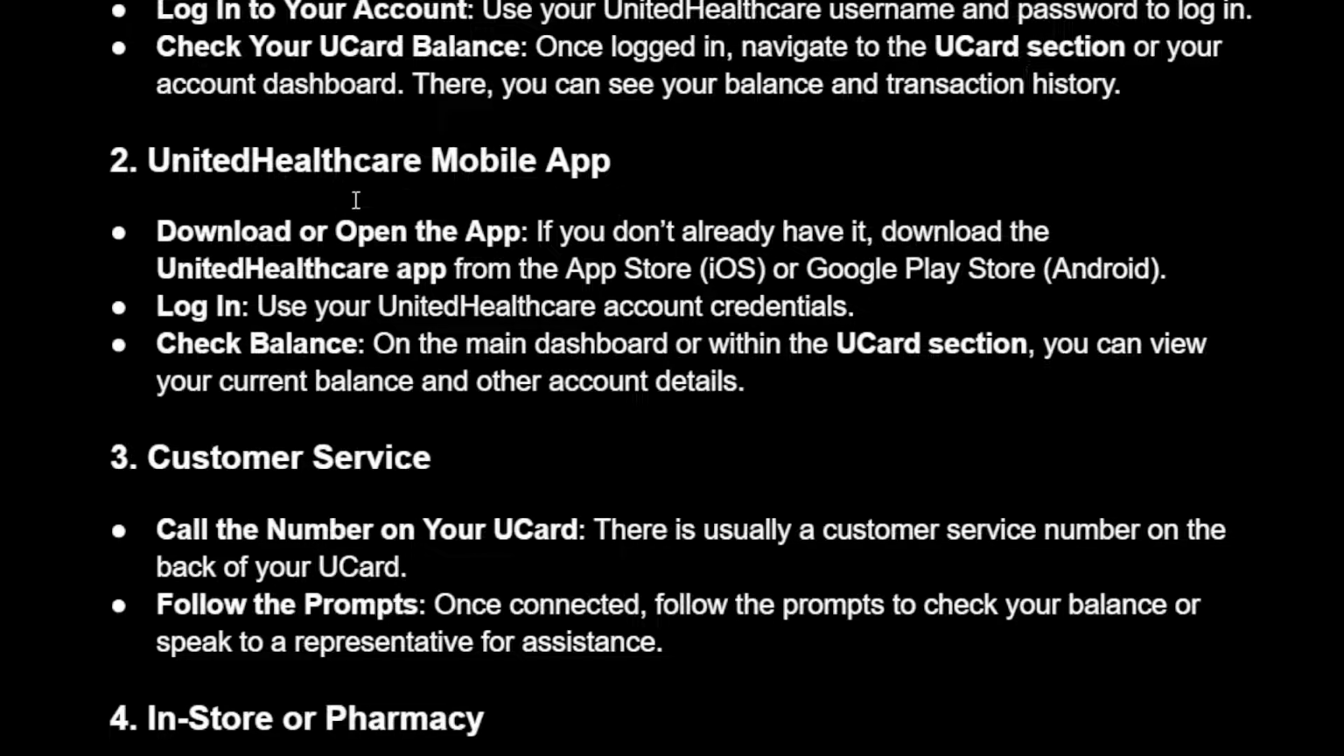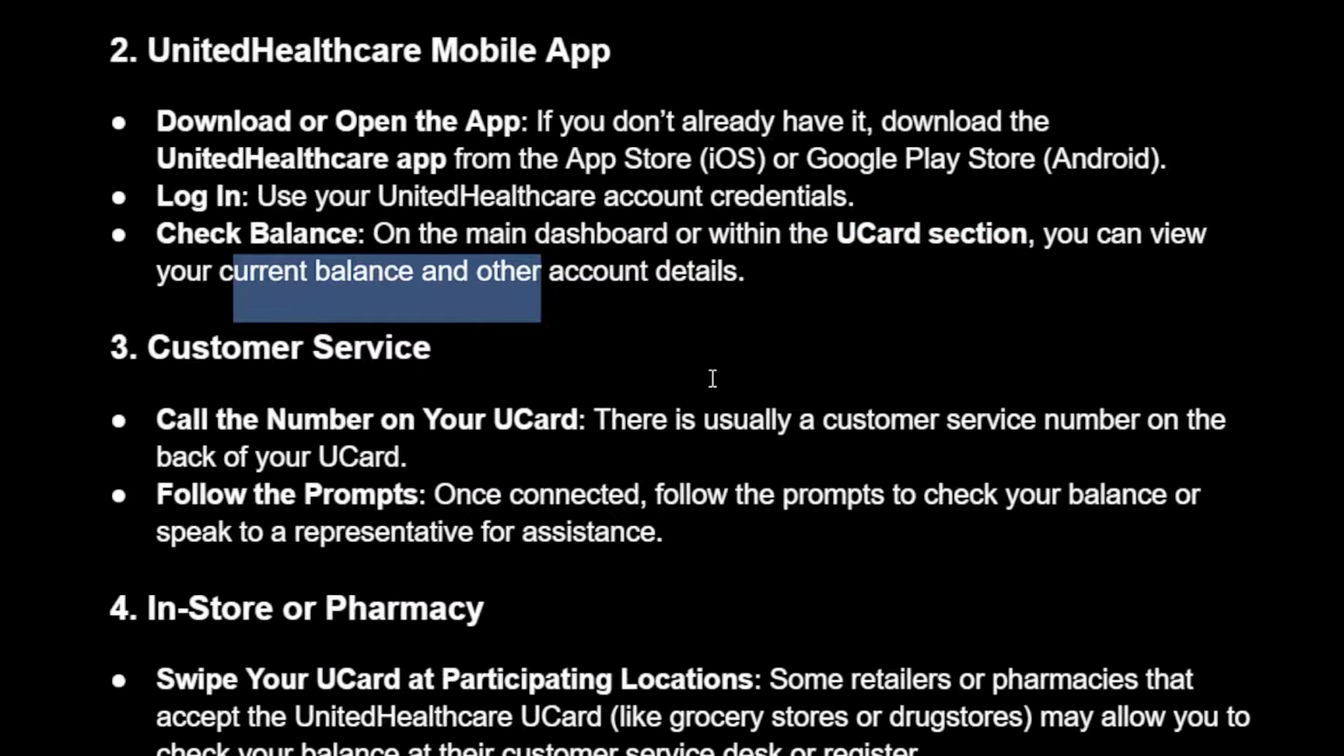If you want to do it on the mobile app, you will download or open the app. If you don't already have it, you can download the UnitedHealthcare app from the App Store or the Google Play Store. Then you will just log in with your UnitedHealthcare account credentials and check balance. On the main dashboard or within the UCard section, you can view your current balance and other account details.